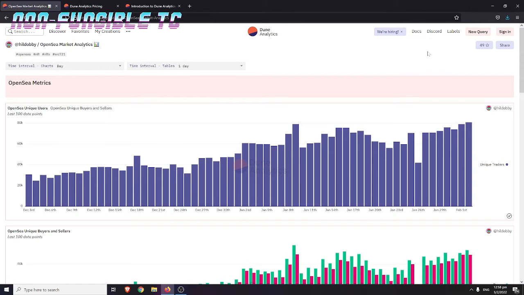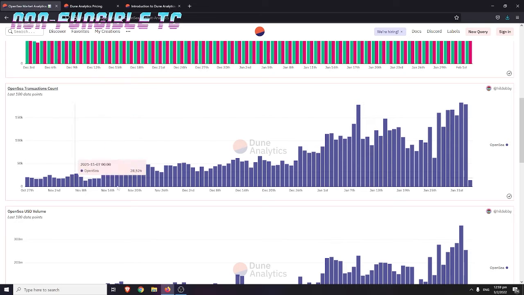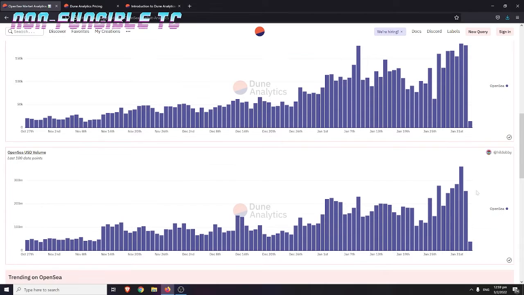So what I said in the thumbnail is that without data, we are doomed, and that's true because we need to make informed decisions whenever it comes to NFTs or cryptocurrencies. So this is the OpenSea metric, and as you can see, there are unique traders, and the number of unique traders is on an uptrend, right? So this shows that it's pretty good. And then you can see the buyers and sellers, so there are actually more buyers than sellers. And then you can see the transaction count. This is low because the day has not ended yet, right? So once it ends, you can see the right amount.